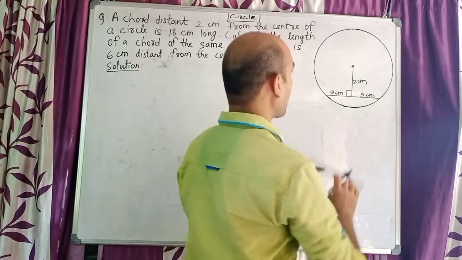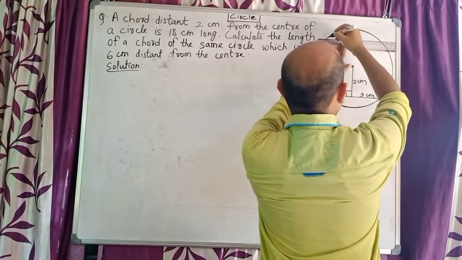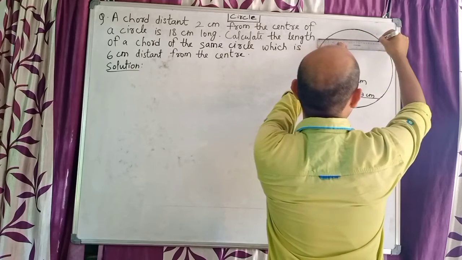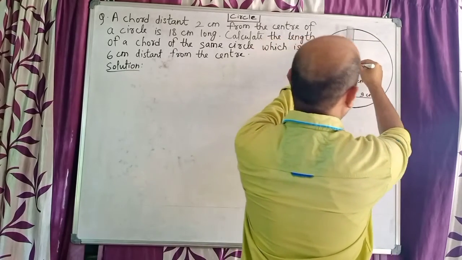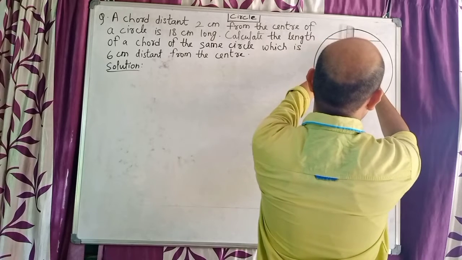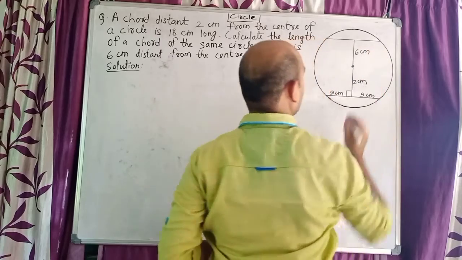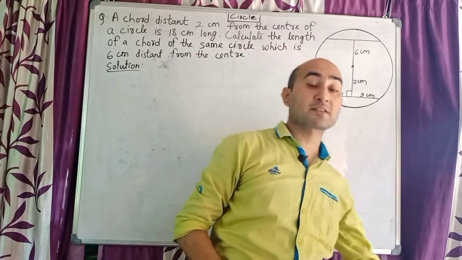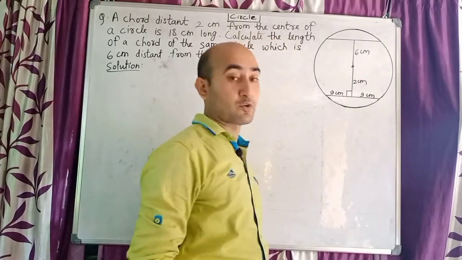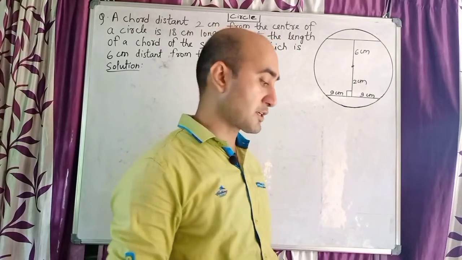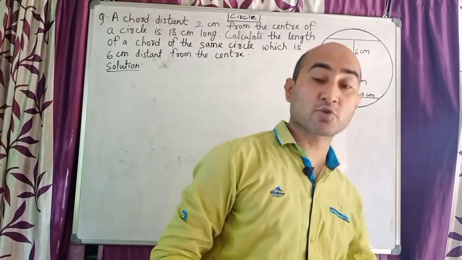So there is one more chord, so another chord we will draw at the top, and its distance from the center is 6 centimeter. So second chord's distance from the center is 6 centimeter. So we have to find the length of this second chord. Very interesting question.